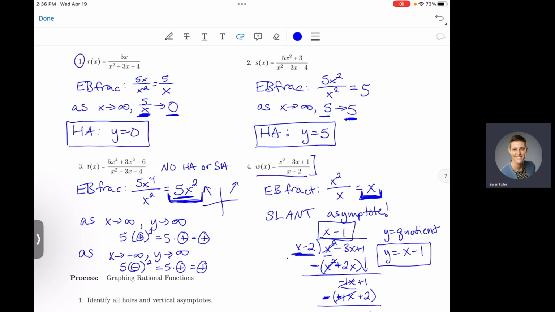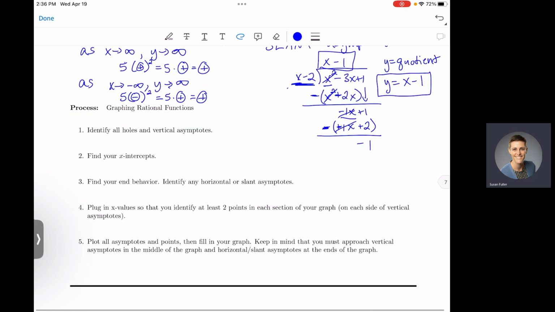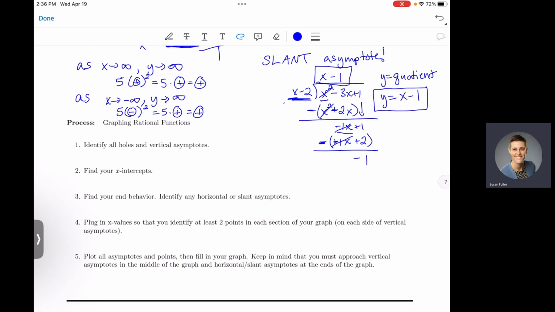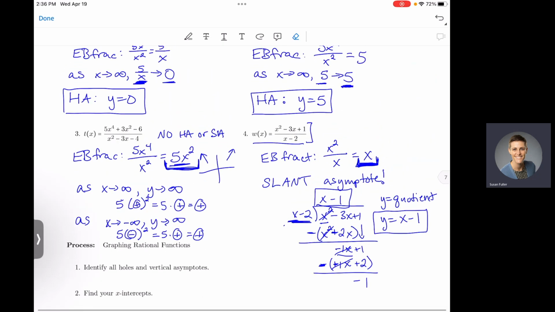All right, so hopefully that helps with the horizontal and slant asymptotes. I'm going to make another video for graphing rational functions. Basically, to graph rational functions, you're going to find holes, vertical asymptotes, and x-intercepts, which we did in class today. You're going to find your horizontal or slant asymptotes, just like we just did, using your end behavior fraction. And then you're going to put all that stuff on a graph and connect your dots. So I'm going to make another video for that with some examples to help.